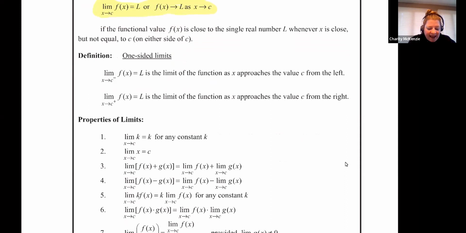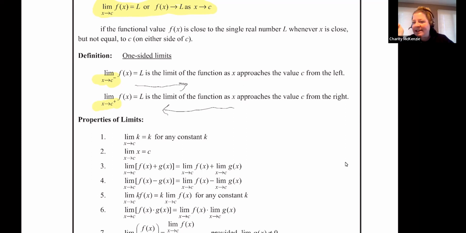What we're looking at from this little symbol right here is saying coming from the left. So you're coming in this way. Where are you going? And then this one here is saying, as I come in from the positive side, where am I headed? Could they possibly be going to different numbers? Yes, and then the limit wouldn't exist at that exact spot.